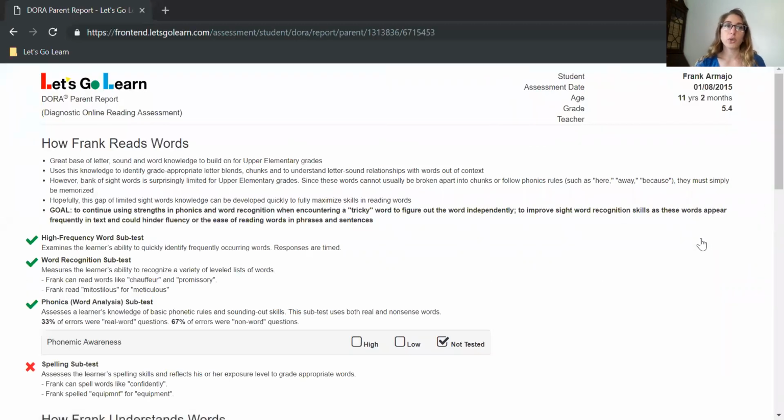This is going to show you how your student did on the assessment and give you some information about how they read. So the first thing we're going to see is that this student has decoding down. They're at or above grade level in decoding, and the 3 areas of decoding for this student are high frequency words, word recognition, and phonics.